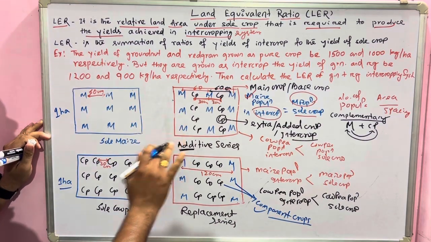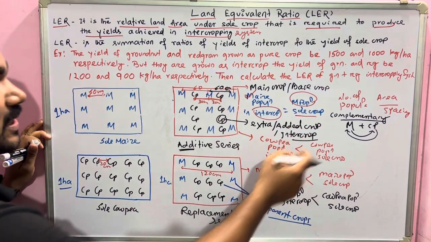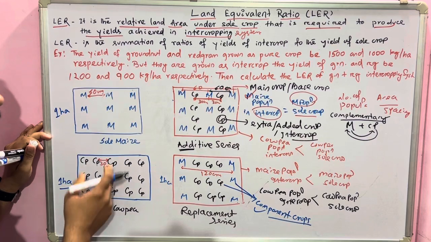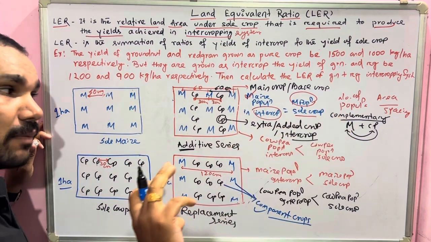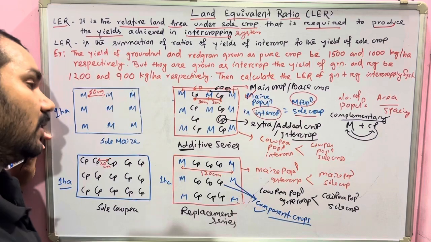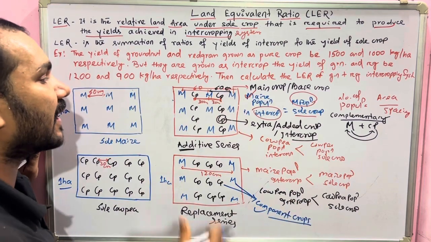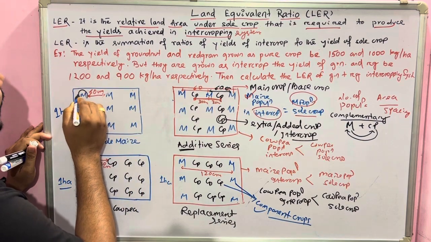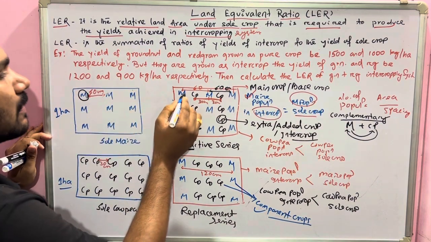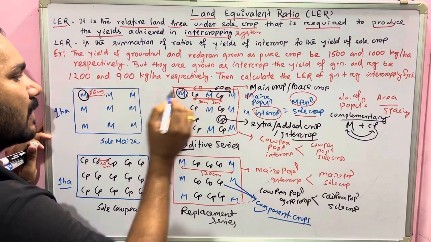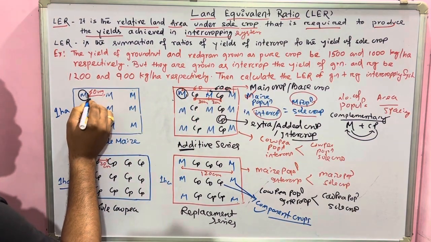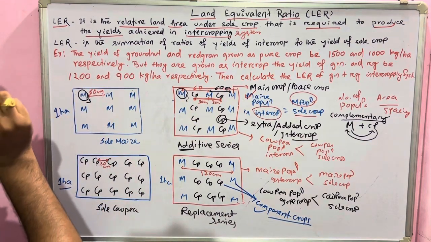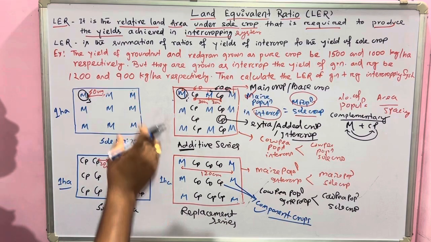Suppose I ask you, sir, whenever sole maize is there, and another is sole cowpea, but in intercropping there will be complementarity to each other. Yes or no? You will say yes sir, complementary. That means suppose I am taking one individual maize plant. This is one individual maize plant, and this is one individual maize plant. This is sole. This is intercrop.